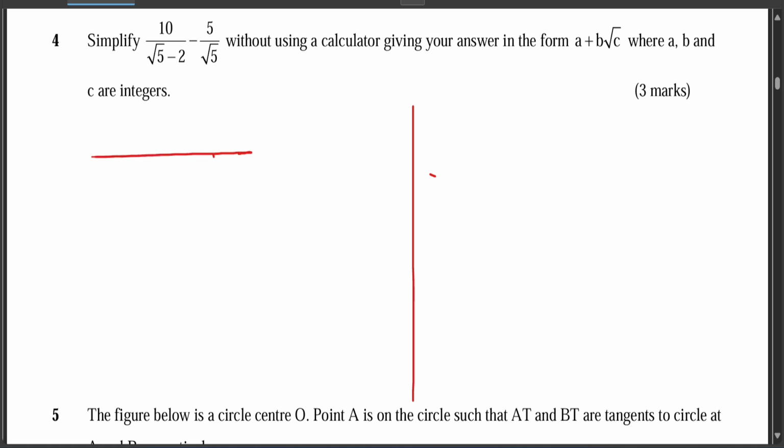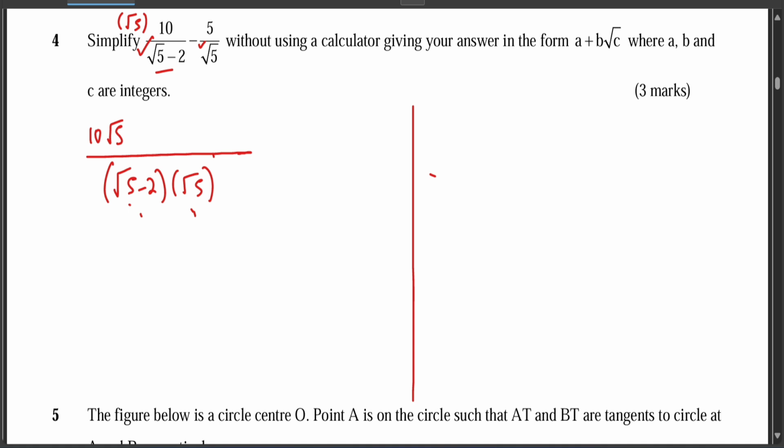So mwanzo watafuta LCM ya hizi fraction mbili, na LCM ya hizi mbili is just the product of these two. So you just take root 5 minus 2 multiply to root 5, which is very easy. And then you take these two products and divide it by root 5 minus 2. Utapata kuwa root 5 minus 2 ita cancel out, and you just remain with root 5, and the root 5 is the one that is going to be multiplied to 10. So root 5 times 10 is 10 root 5.